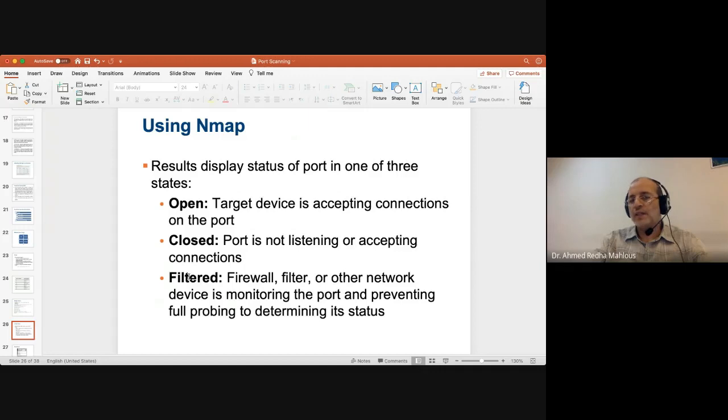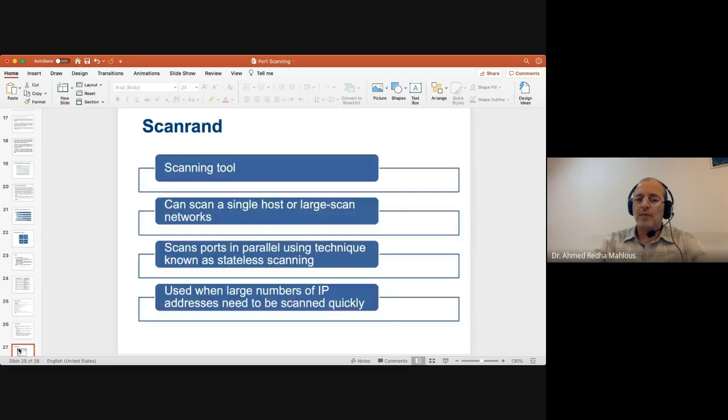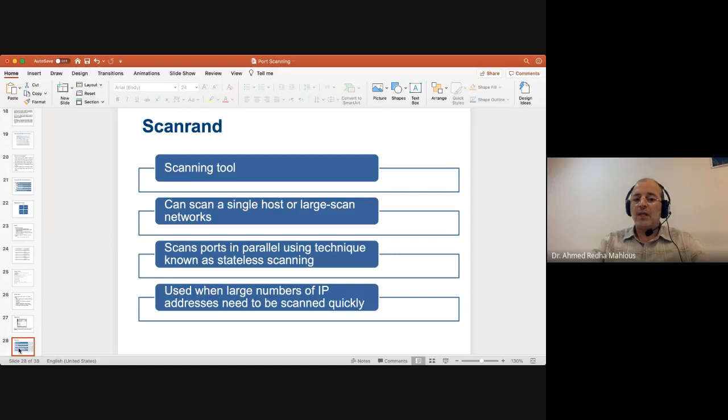When you see a very filtered response, a filtered message, that means there is some other type of filter, maybe an IDS or a firewall, monitoring that port and preventing, let's say, that type of data from being sent. This is an example of a SuperScan tool that can also be used. Scan random can be used to scan random IP addresses.